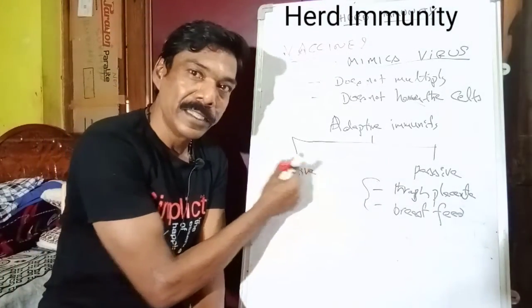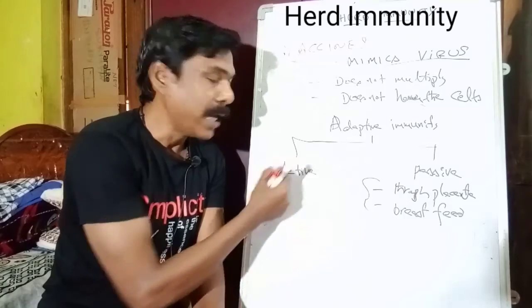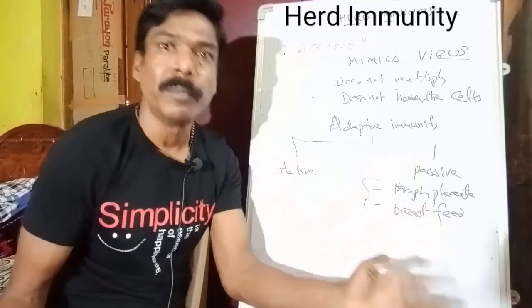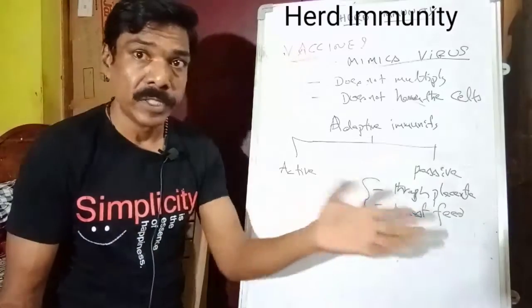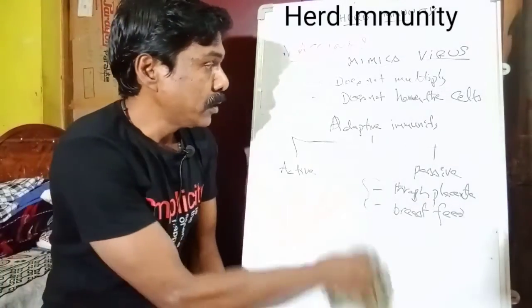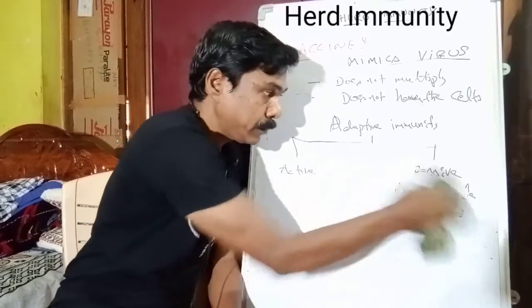So if it is done inside the body itself, that's called active. If it is done from the outside, either from the mother or from any other person who is healthy, that's called passive adaptive immunity. All right. So these are the two adaptive immunities.